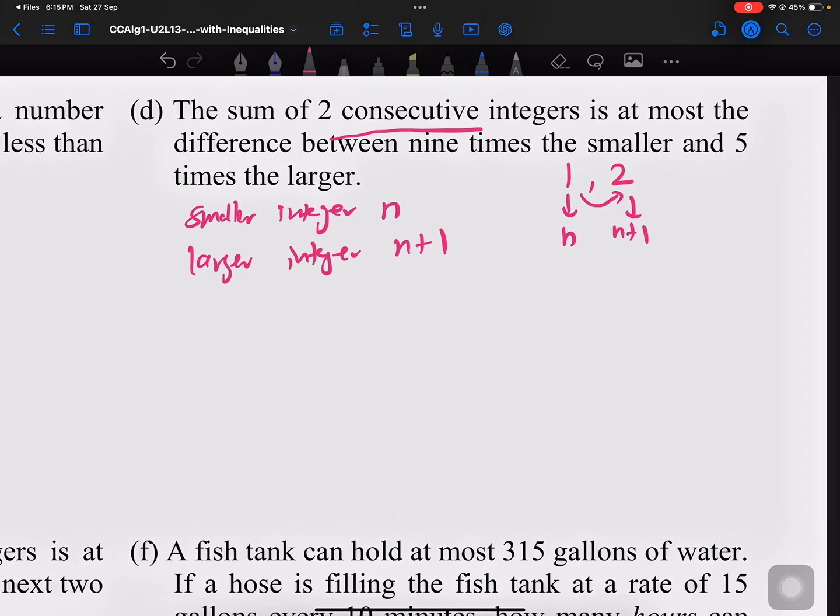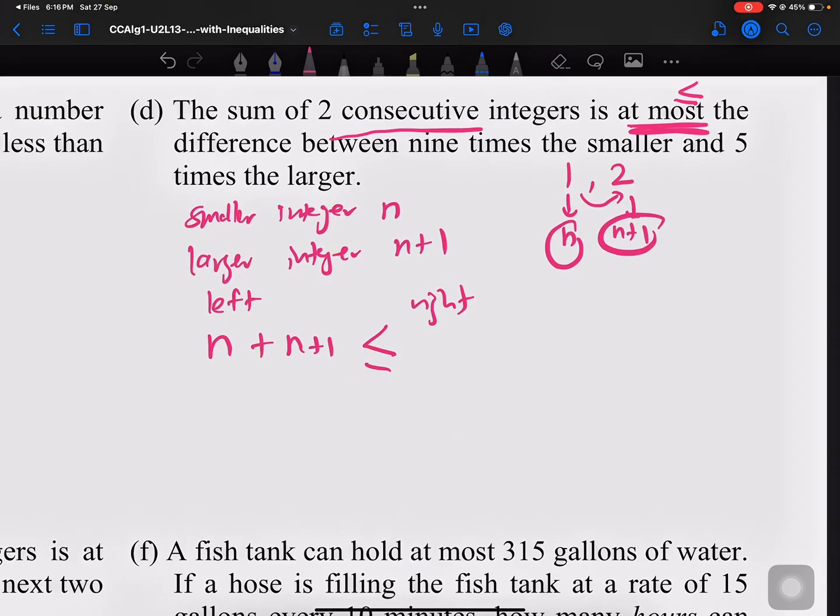So the sum of these two is at most. Remember the keyword, at most, we'll be using less than or equal to. So the sum of two consecutive integers, meaning this one plus this one. On my left side, my expression should be n, this is left, and this is right. So n plus 1. At most, I know that the inequality is less than or equal to.